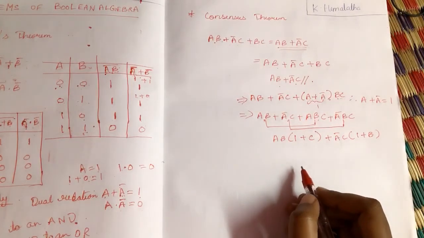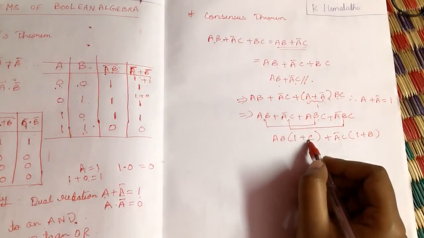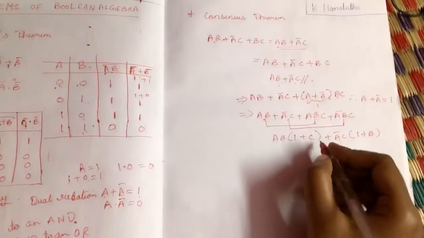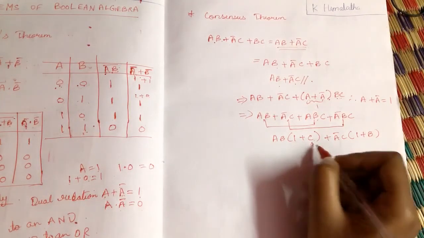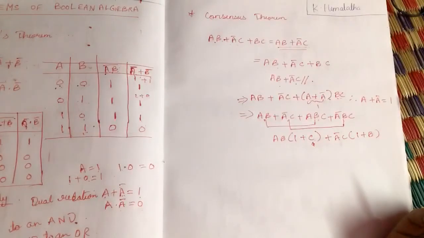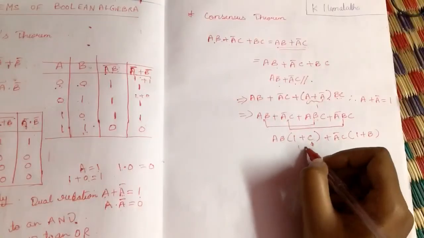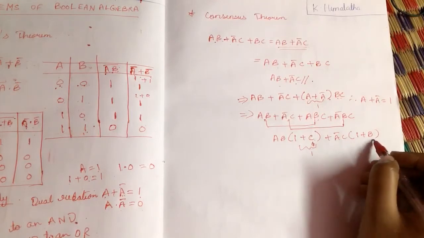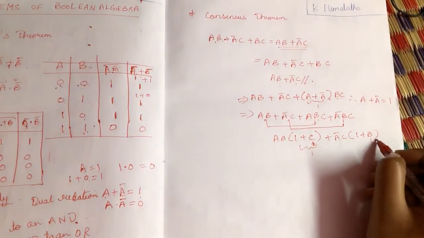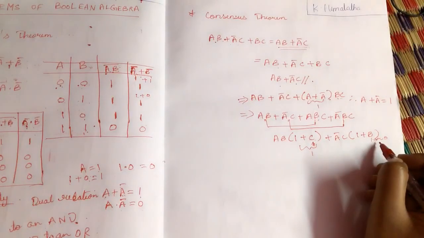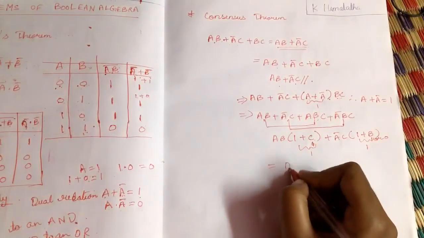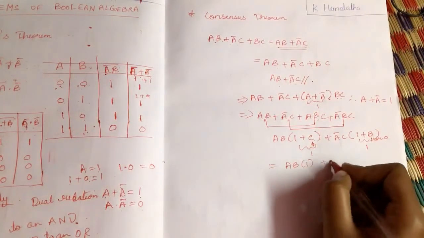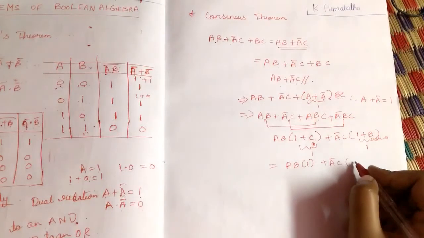Now as we saw before, if I add 1 with any variable, suppose I take C as 0, then 1 plus 0 gives 1 only. Suppose I take the value of C as 1, then 1 plus 1 we get as 1 only. So in both conditions we get the value 1. Again I apply 1 or 0 at the position of B, and in both conditions I get 1 only. So these expressions will be taken as AB times 1 plus A bar C times 1.